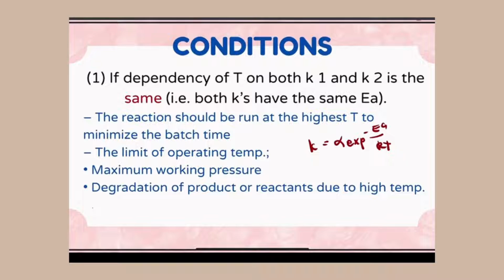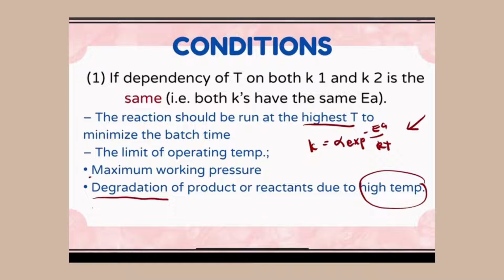There are a few conditions that we need to consider. The first one is if the dependency of T on both K1 and K2 is the same, meaning that both reactions have the same EA. If this happens, then the reaction should be run at the highest T to minimize the batch time. However, we also need to remember that when the operating temperature is too high, it will degrade the product or reactants. That means we will not get the product that we want, or the product will not conform to the product quality that we desire.